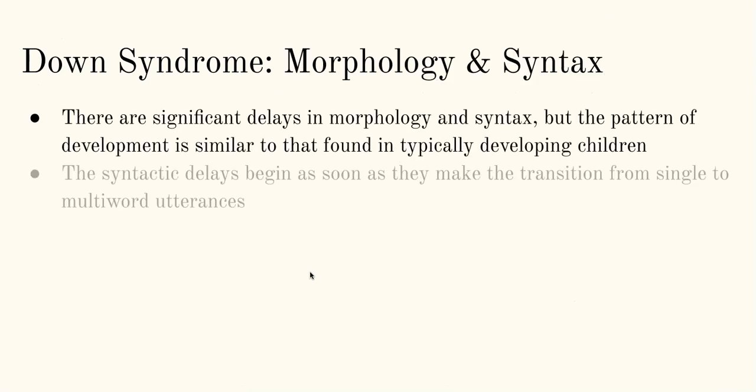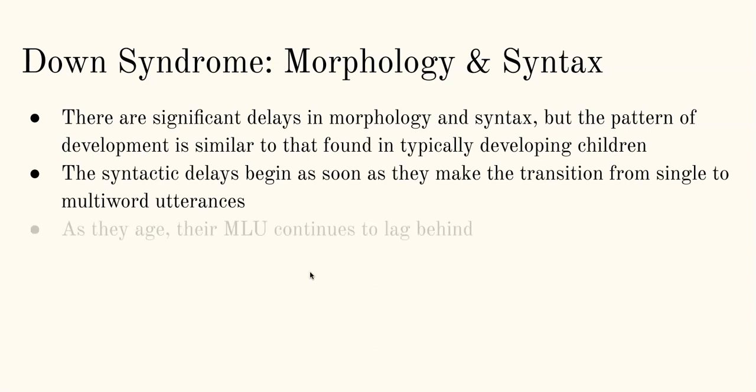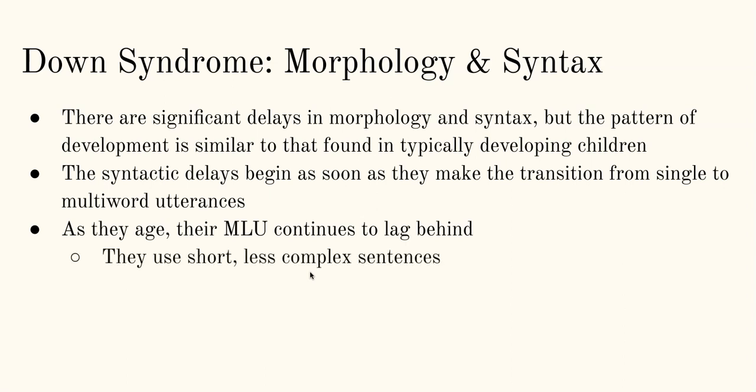with Down syndrome. Morphology and syntax, we've got significant delays in morphology and syntax. However, the pattern of development is going to be really similar to the average child. Syntactic delays are going to begin as soon as they make the transition from single to multi-word utterances, right? Because you can't really have syntax if you're at the one-word level. There is no grammar. It's just individual words. So, as soon as we got multi-word utterances, the syntactic delays are going to show up. Their MLU is going to be significantly shorter than their peers. Short, less complicated sentences.